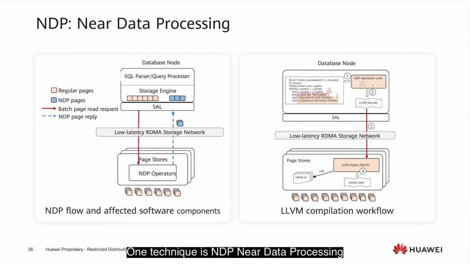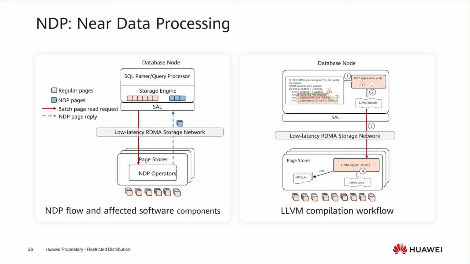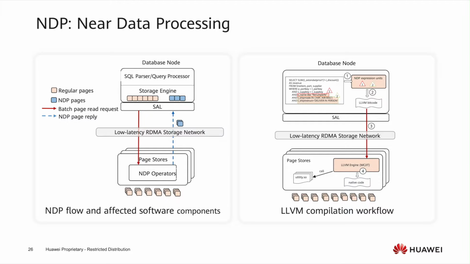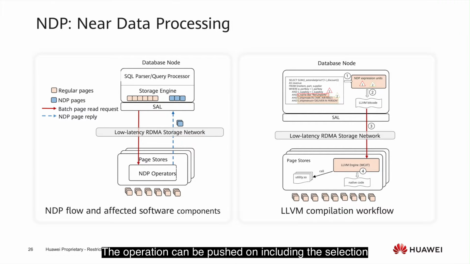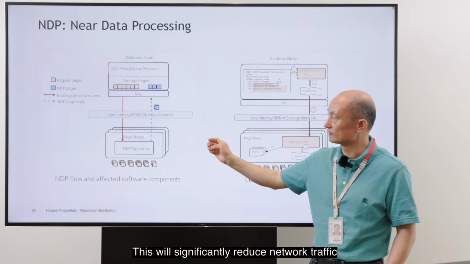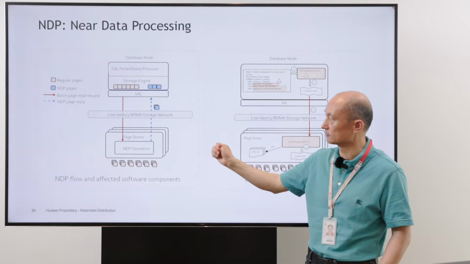One technique is NDP, near data processing. The purpose of near data processing is to push certain operations down to storage. It's computational storage. The operations that can be pushed down include selection, projection, as well as aggregation. This will significantly reduce the network traffic.